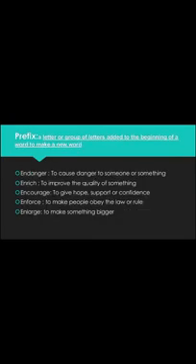Now, let's talk about prefixes. What is a prefix? A prefix is a letter or a group of letters added to the beginning of a word to make a new word. يعني suffix at the end. The prefix من اسمه pre يعني قبل. So at the beginning of the word.